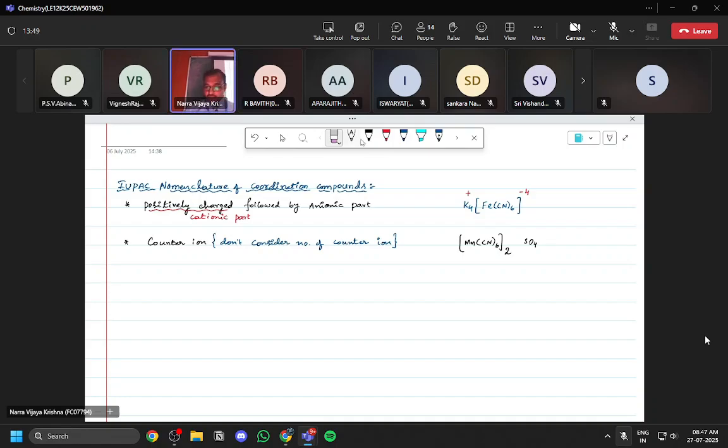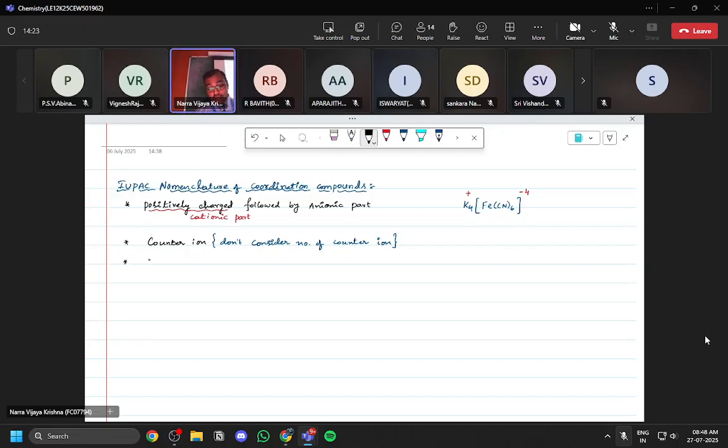Correct or not? Then also I will not mention it as twice. Right? I will simply name it as 6 means hexa, cyanido, manganese, sulfate. You will not mention twice. So to balance a charge or counter ions, we will not consider number of charges or number of counter ions in order to balance them. We will not consider. Any questions regarding that?